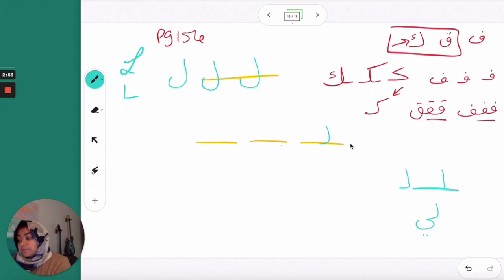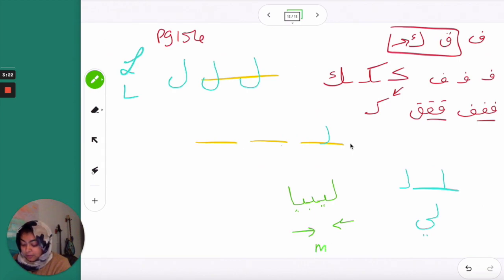Libya. The name of the country, Libya. And of course, as always, you can pause and unpause when you're ready. Lam, followed by a ya, because it's making the E sound. Li. Bi. Ya. Followed by a ya with an alif. Libya. And this is a palindrome, right? Because it reads the same forward as it does backwards.